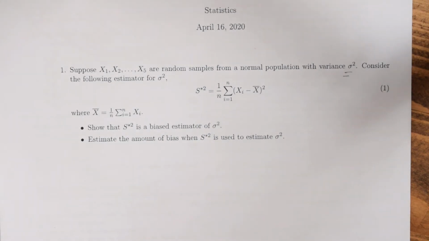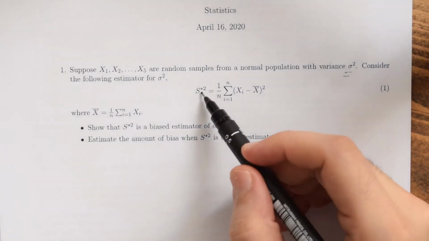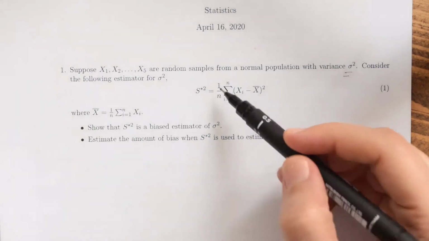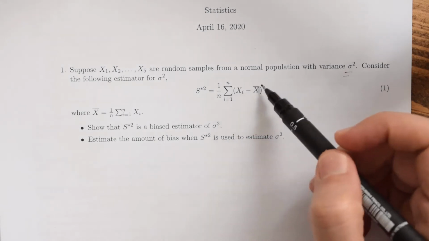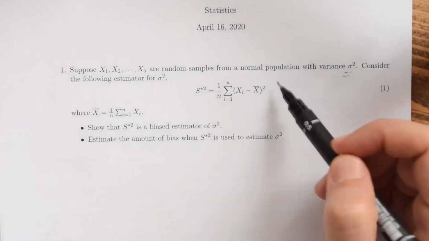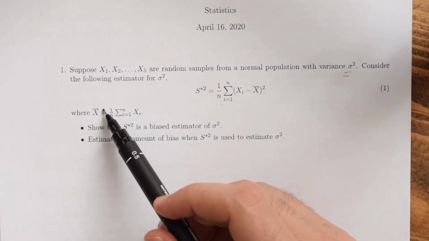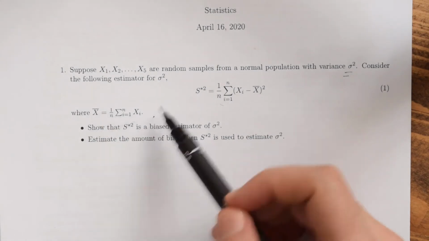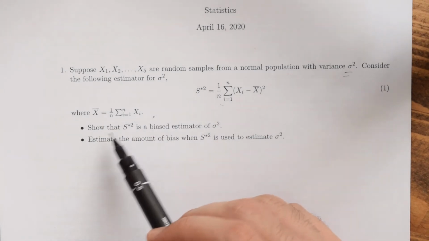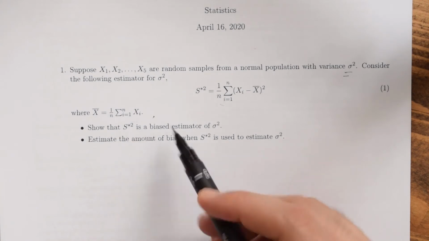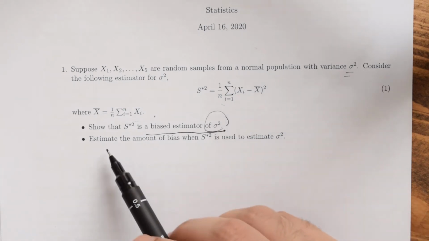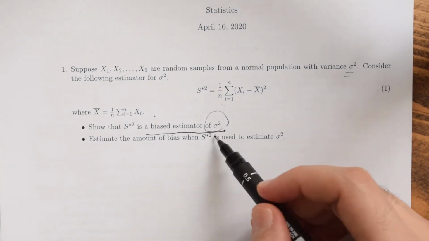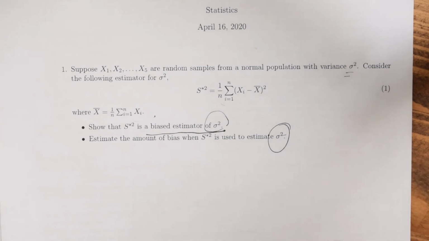This may not be really clear from here, but s star square is given by 1 over n, sum from 1 to n, of xi minus x bar, the whole thing squared, where x bar in this case is the average of these random variables. The first question says: show that s star square is a biased estimator of the variance sigma square, and estimate the amount of bias when s star square is used to estimate sigma square.